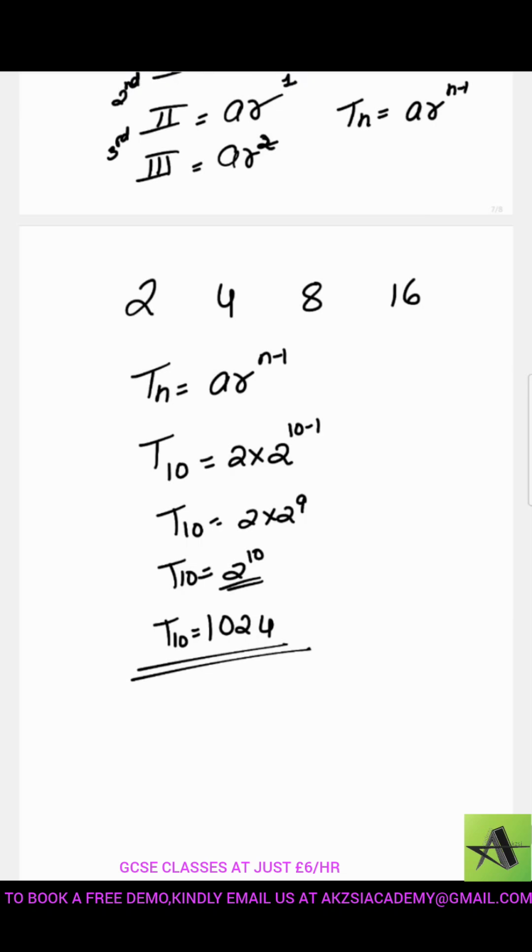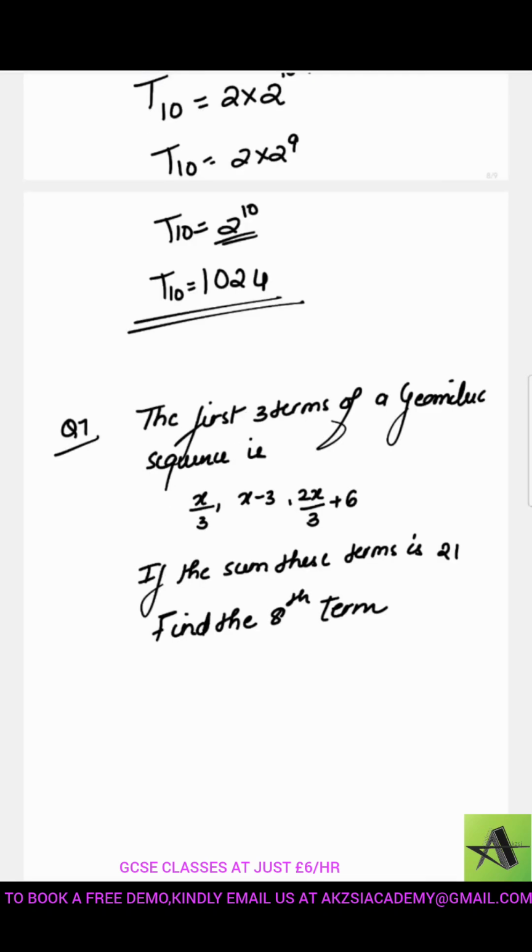So that's the answer. Now let me do one or two more questions to get a better clarity of the geometric sequence. The question says the first three terms of a geometric sequence are given as x over 3, x minus 3, and 2x over 3 plus 6. Now the sum of these terms is 21, and we have to calculate the eighth term.